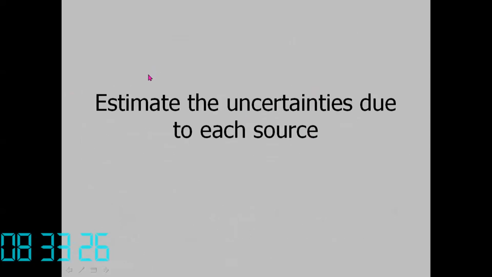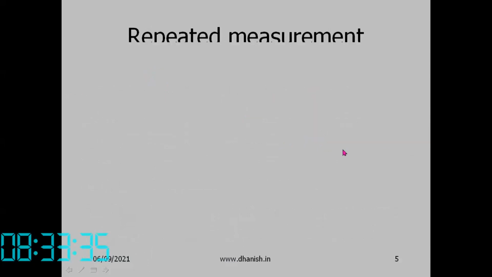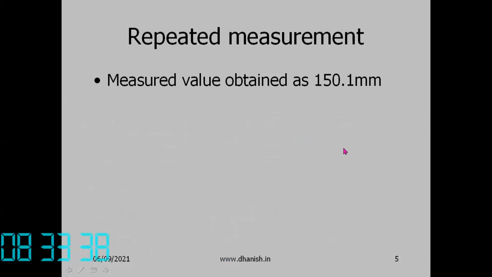Next step is to estimate the uncertainty due to each source. Now we have identified all the sources of uncertainty, and we need to identify the uncertainty due to each source. First, repeated measurement. You measured the gauge block several times. The measured value obtained was 150.1 mm and there was no variation. All the readings were 150.1 mm, so the uncertainty due to repeated readings is 0.